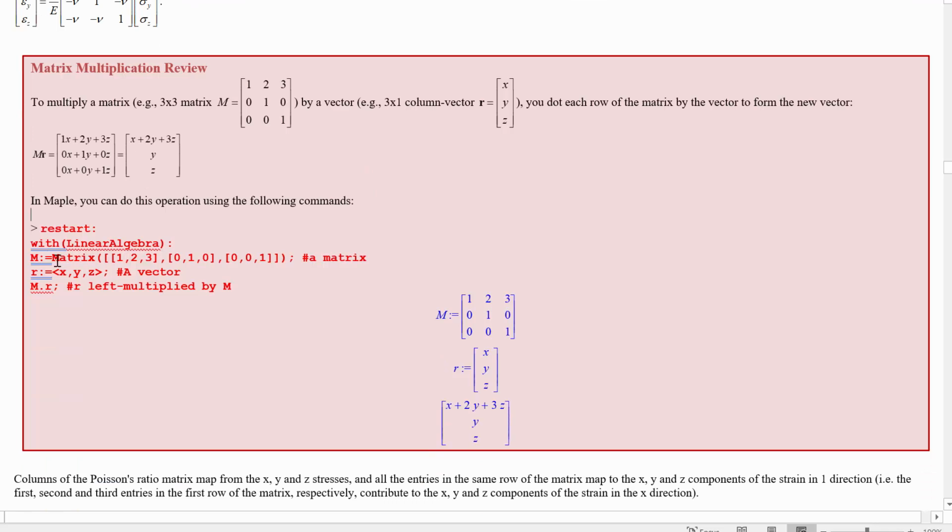In Maple, you can do it with this. So you include the linear algebra package, and then you can type a matrix like this, matrix, bracket, and then put an open square bracket for the list of row vectors that you're going to add, with those things as lists as well. Now you've got the matrix there. So this is saying first row 1, 2, 3, second row 0, 1, 0, and then third row 0, 0, 1. And let's suppose we want to dot that with X, Y, Z. The dot operation is just a dot, right? So we say M dot R, and it will left multiply this matrix by that vector and give us this result. Try it out.